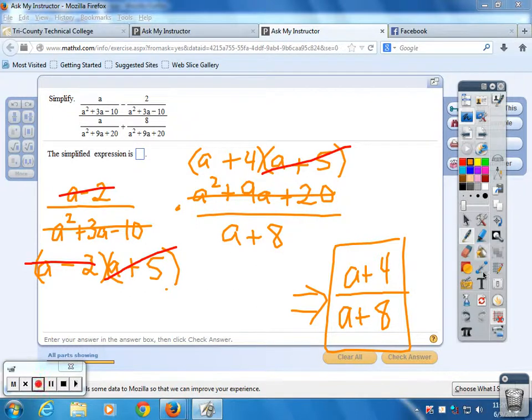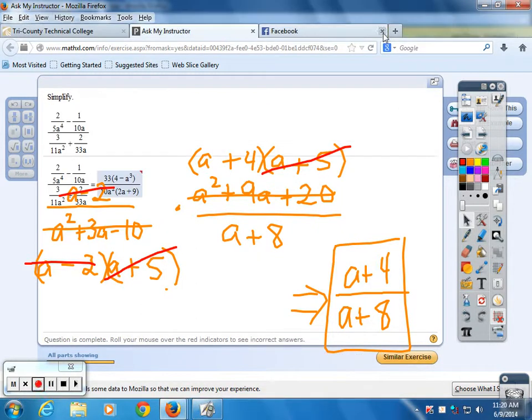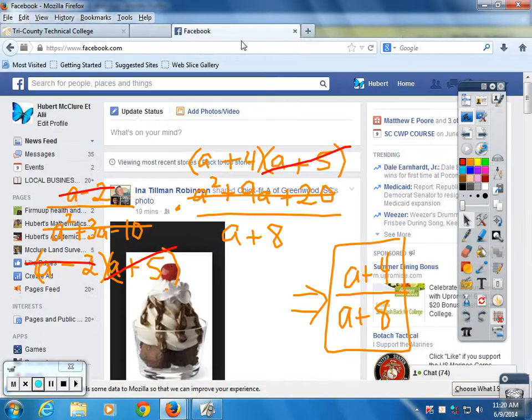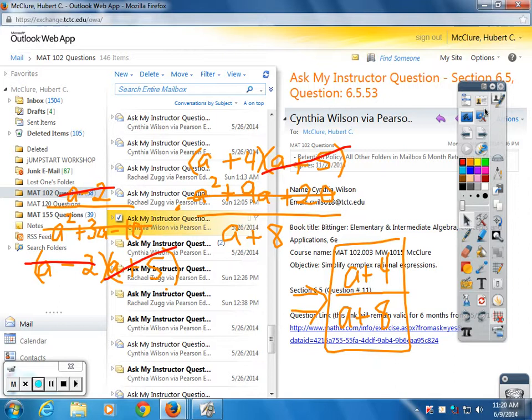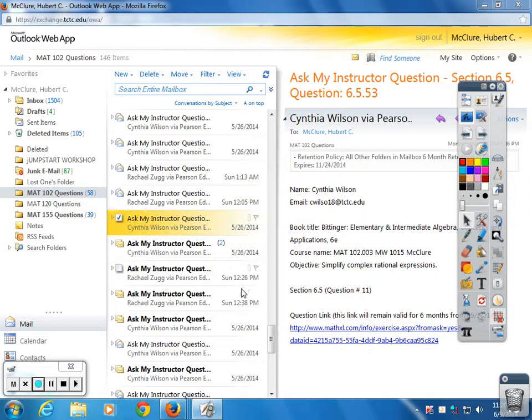We feel good? Leave that up there for a second because y'all are still writing. Go ahead and get the next problem up there. Was that number 11?